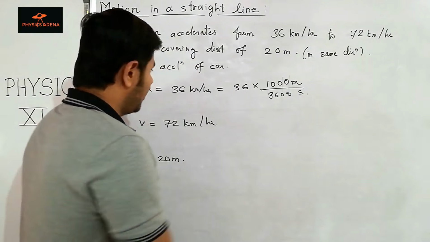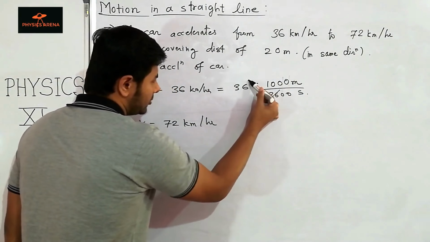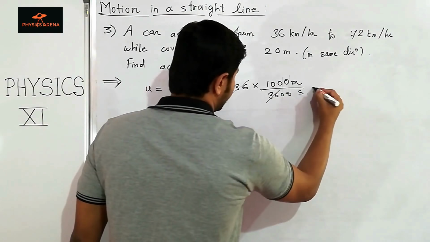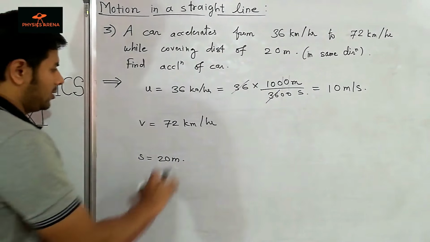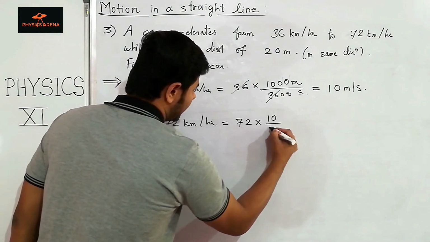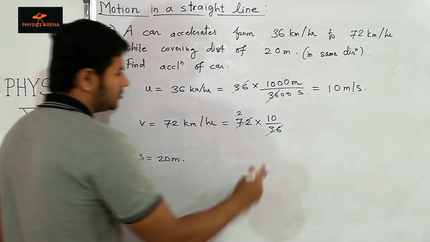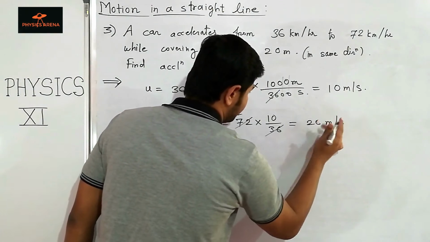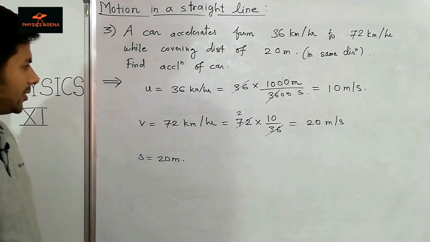Here 10 by 36 is more useful because 36 just gets cancelled out, and what I get is 10 meters per second. For this one, 72 multiplied by 10 divided by 36: 36 twos are 72, so two tens are 20, so I get 20 meters per second. And s is 20 meters.